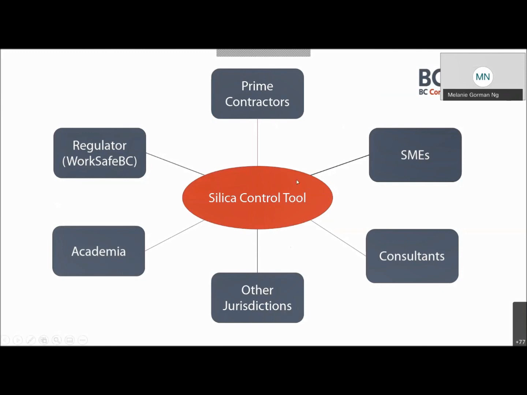We also can engage with the regulator. The regulator provides feedback on what they need to see in the silica control tool. So that is an indirect way for them to, again, communicate with the prime contractors and the smaller employers. Academia is involved because we're doing research to improve the silica control tools, and so there is that scientific background of it.